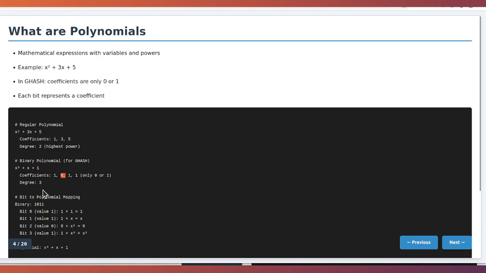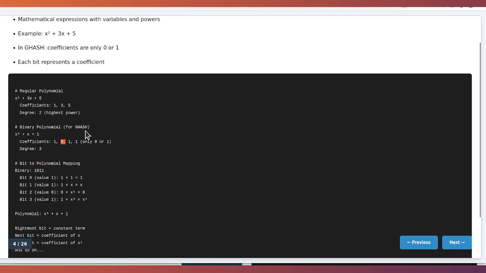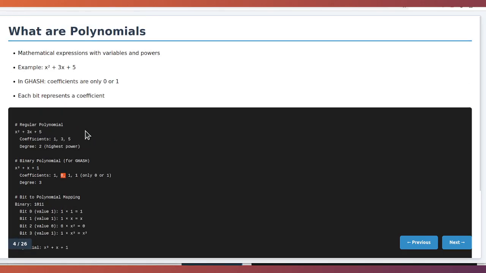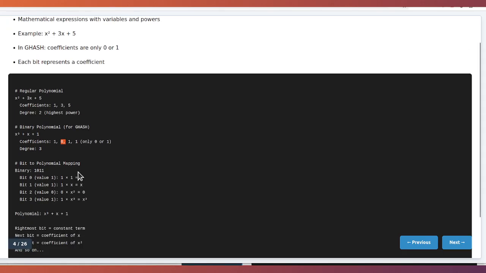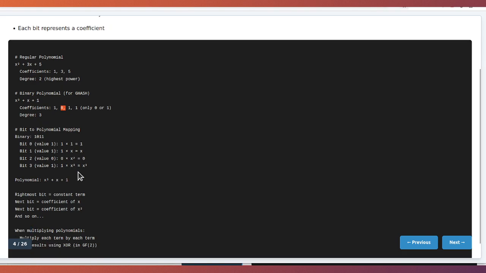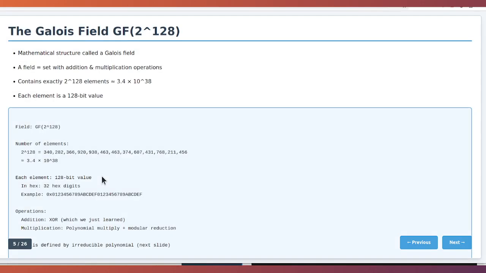This polynomial representation allows us to multiply binary numbers using polynomial multiplication rules. When we multiply two polynomials, we multiply each term of one polynomial by each term of the other, and add up the results. In our case, addition means XOR. This polynomial view is fundamental to understanding how GHASH performs multiplication in the Galois field. The Galois field GF 2 to the power of 128.